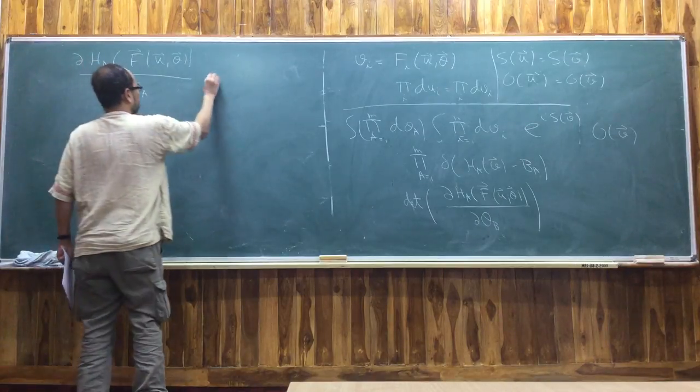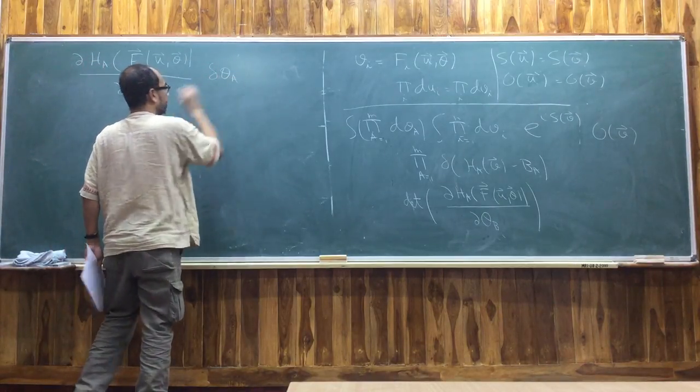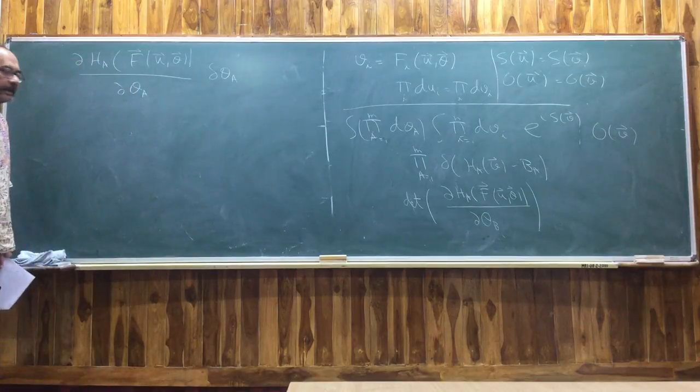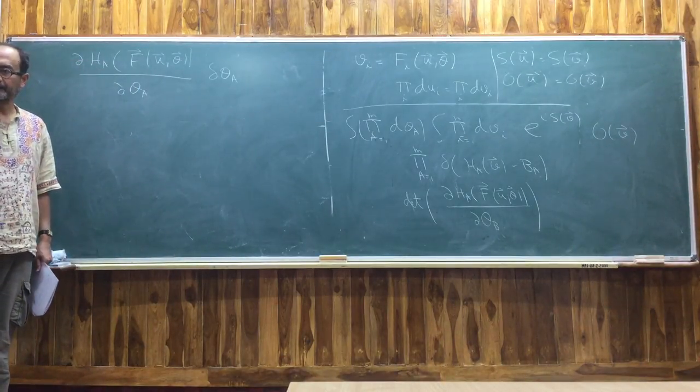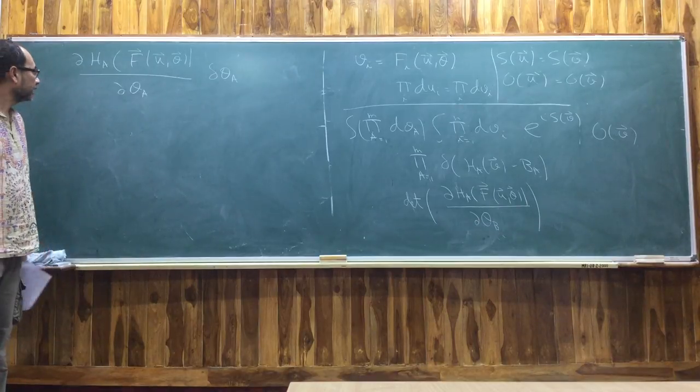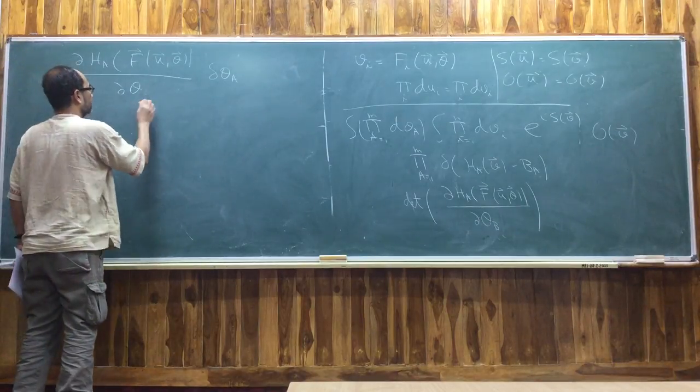Let's try in one step. If it gets too complicated, we'll break it up. Okay. Multiply by delta theta, both sides. Pardon? Fine, theta. Thank you.